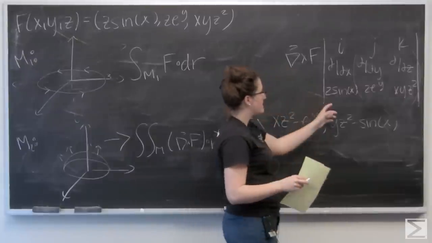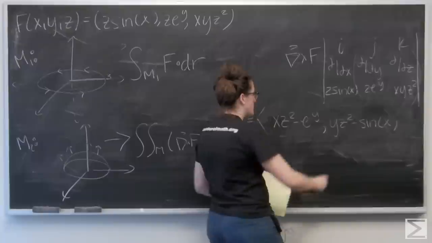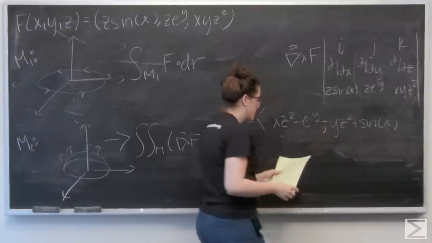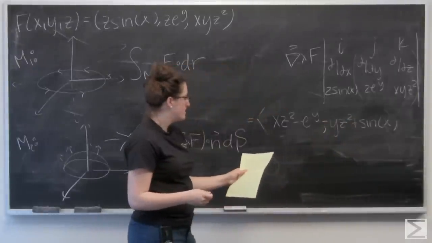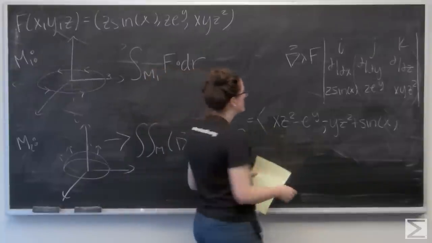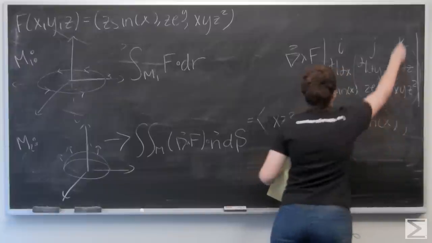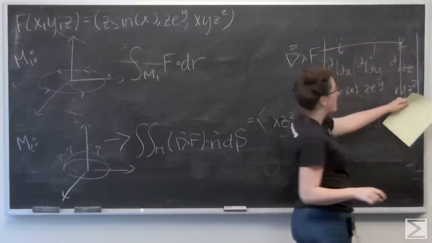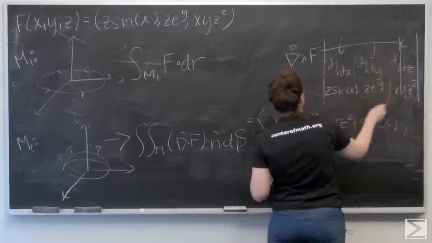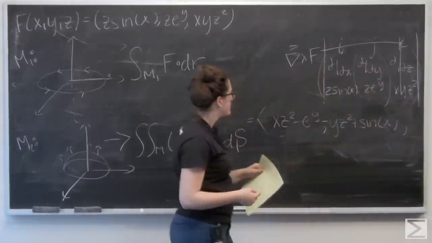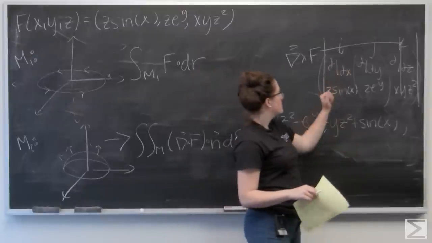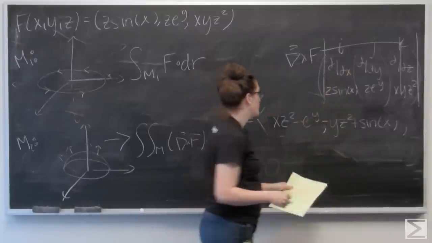And keep in mind that the sign alternates. So for J, I'm going to multiply by a negative 1. And then for K, cut the column with the K and the top row. I have this 2x2 matrix. And its determinant is actually just going to be 0.